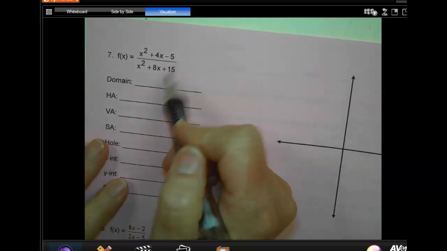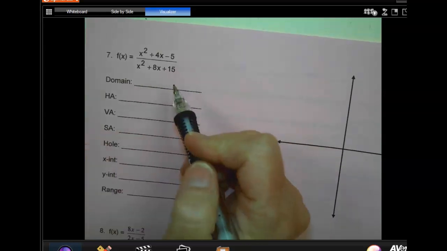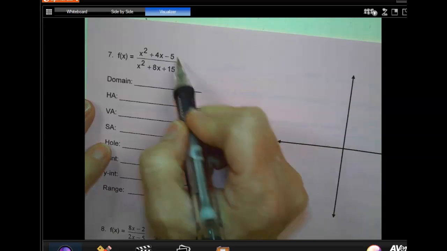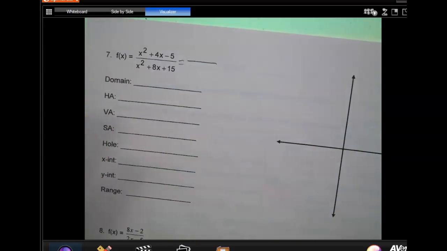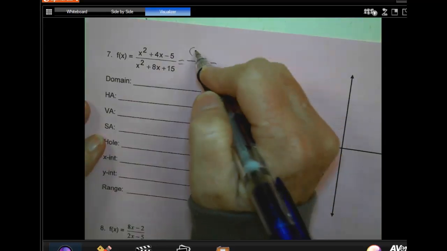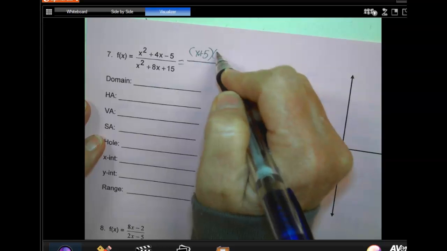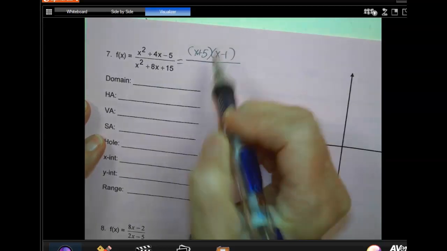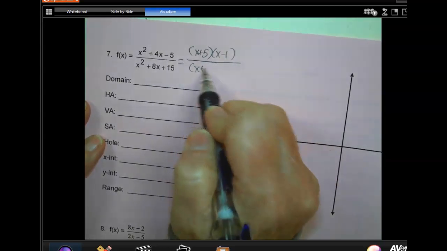Okay, so I have x squared plus 4x minus 5 on top, and then I have x squared plus 8x plus 15 on bottom. So how do I start this? I have to simplify. So if I factor on top, what do I get? (x plus 5)(x minus 1). And then what do I get on bottom? (x plus 5)(x plus 3).